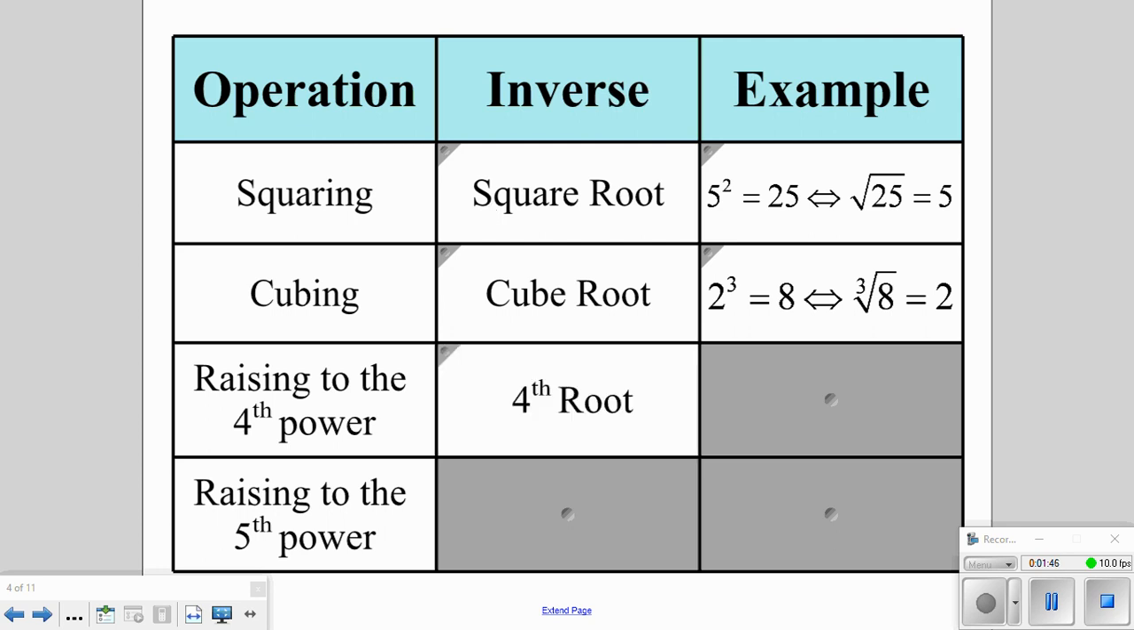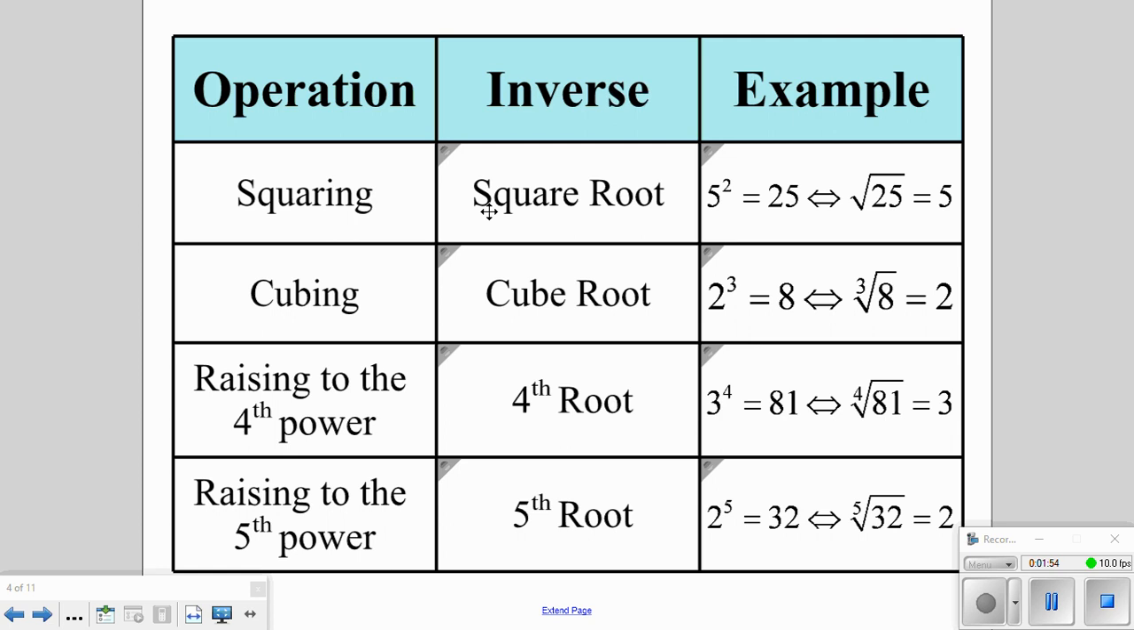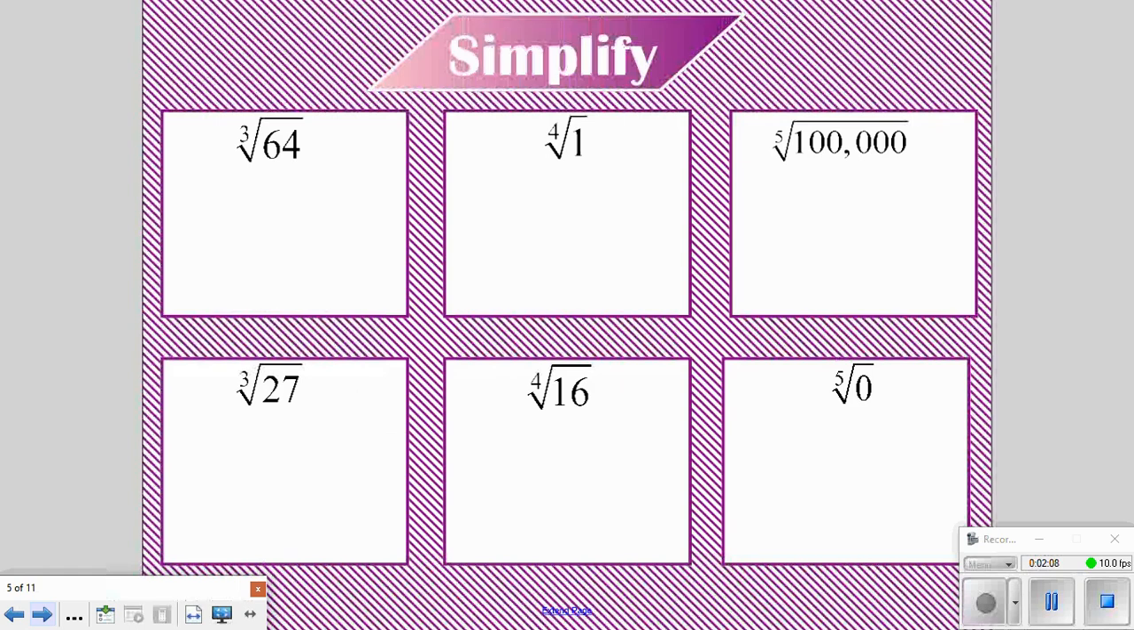Next up, we have something raised to the fourth power, and you can pretty much pick up how this works all the way until we get to raising something to the fifth power. You could go higher, but we don't really do that too much in Algebra 1. After that, we're just going to go ahead and practice simplifying some of these.